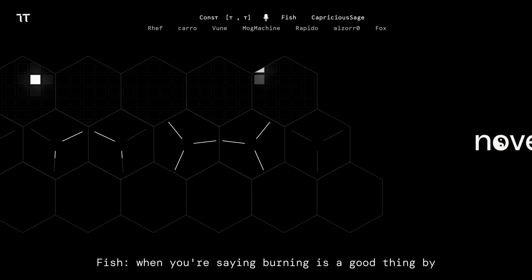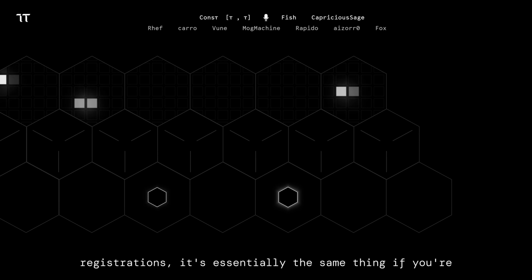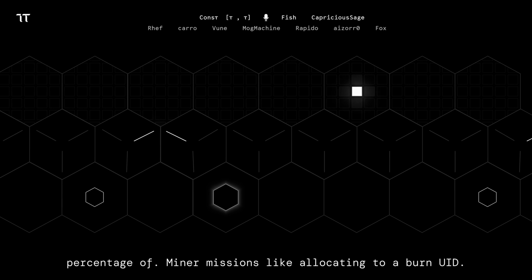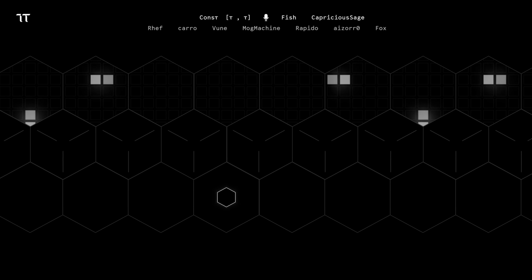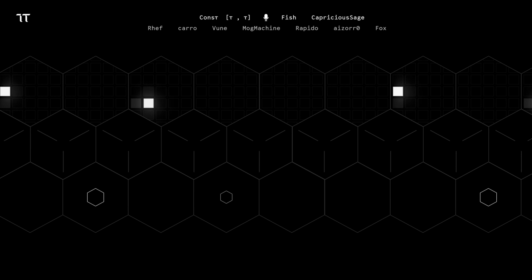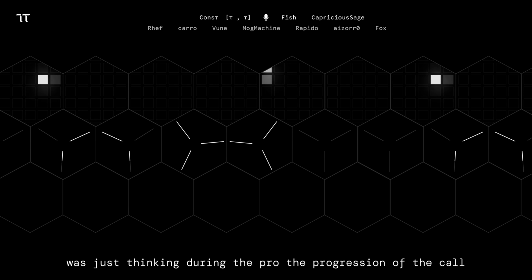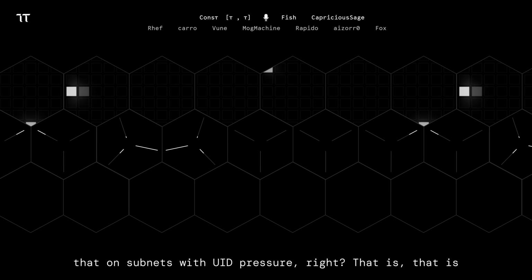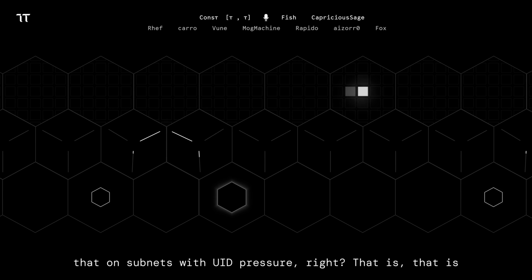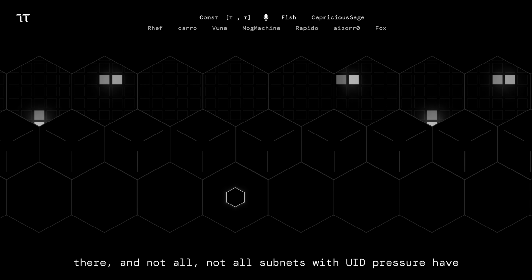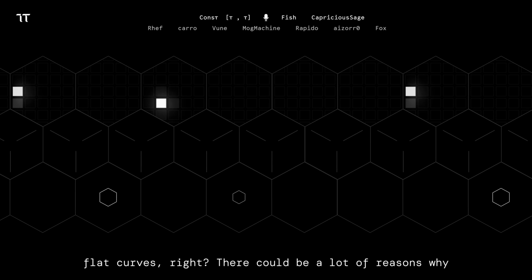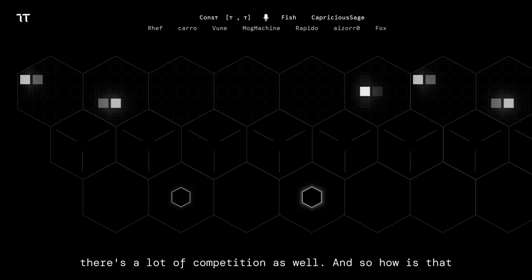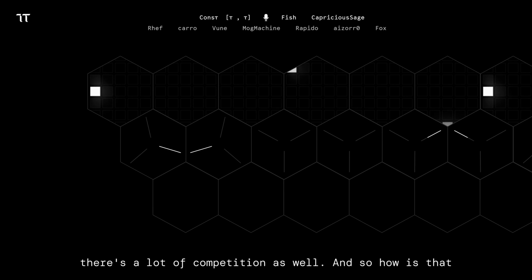When you're saying burning is a good thing by registrations, it's essentially the same thing if you're forcing people to burn as just burning a percentage of the miner emissions, like allocating to a burn UID. So I was talking about this recently. I'm not saying that this is a good thing, right? I was just thinking during the progression of the call that on subnets with UID pressure, and not all subnets with UID pressure have flat curves, right? There could be a lot of reasons why there's UID pressure there. It could be because there's a lot of competition as well, and so how is that going?